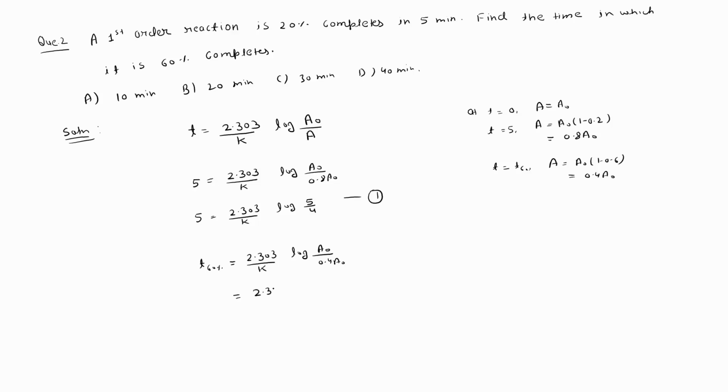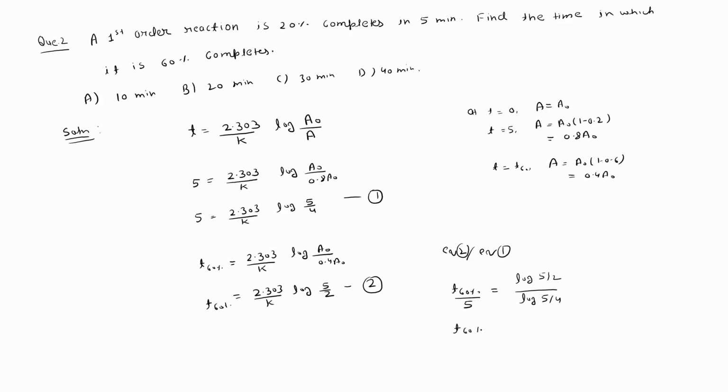So T 60% is 2.303 by K log 5 by 2. This is equation number 2. Now equation 2 divided by equation 1. So we get T 60% divided by 5. This is constant, so they will cancel out. So log 5 by 2 divided by log 5 by 4.